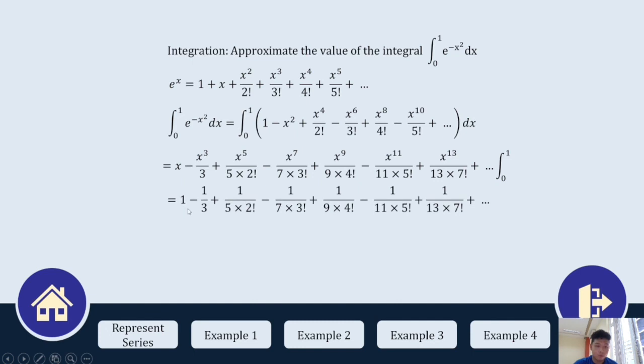And we get 1 minus 1 over 3 plus 1 over 5 times 2 factorial minus 1 over 7 times 3 factorial plus 1 over 9 times 4 factorial minus 1 over 11 times 5 factorial plus 1 over 13 times 7 factorial plus and so on. And we have our approximation of the integral from 0 to 1 of e to the power of minus x squared dx, as an estimation, we get 0.7468.